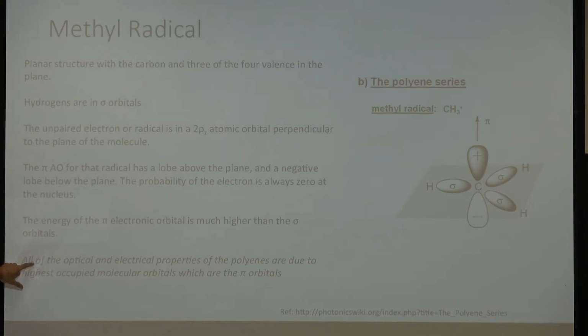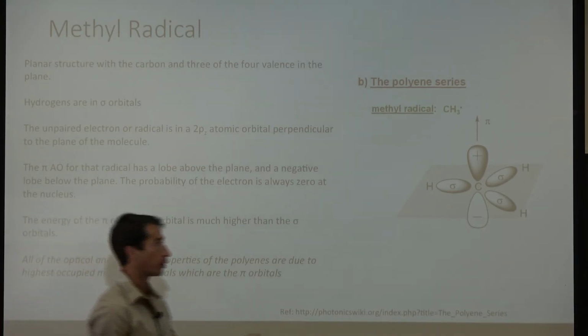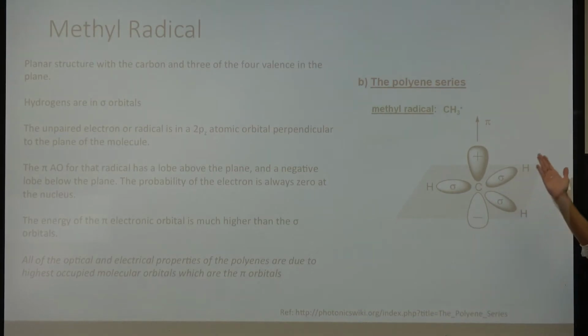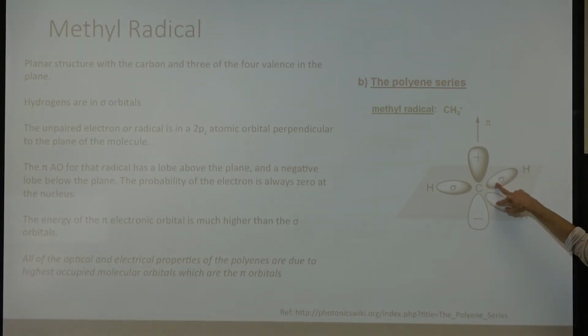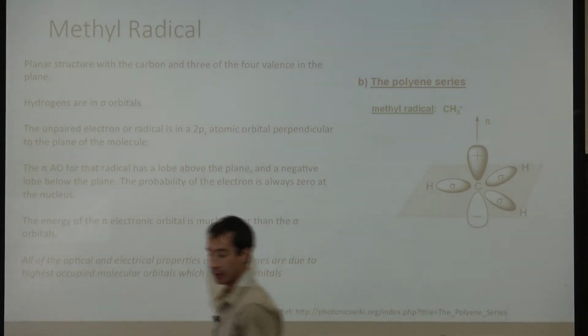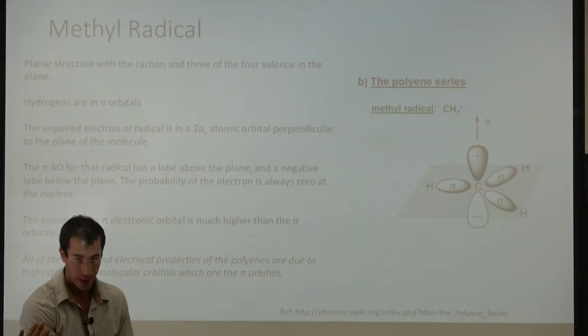So the optical and electronic properties of polyacetylene, all these polyenes, are due to this highest occupied molecular orbital, which here is obviously that one, right? These are going to be much lower in energy than this thing, which is flipping out because it's all on its own.